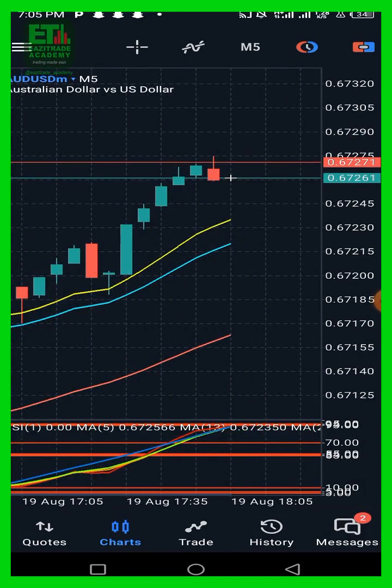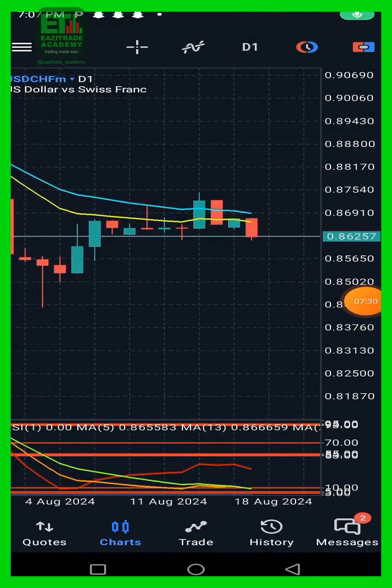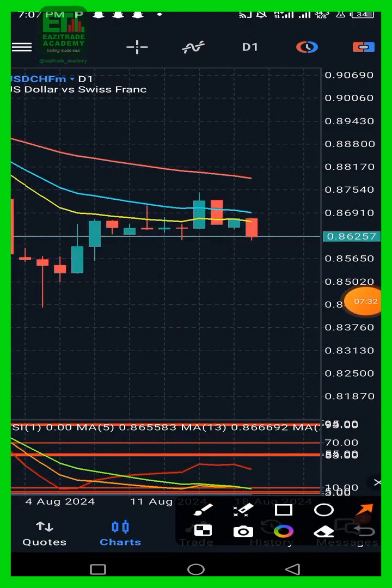Whenever I see the morning star formed, I will take the trade and show us the results afterwards. Now let's take a look at other major pairs. Stay tuned.